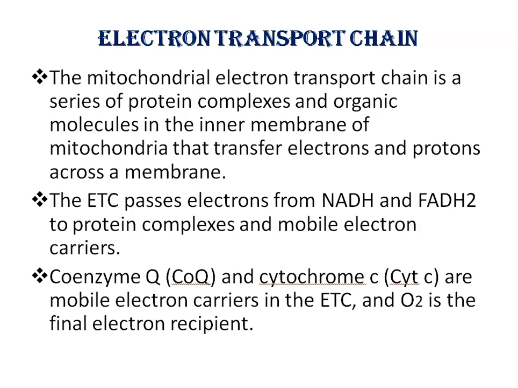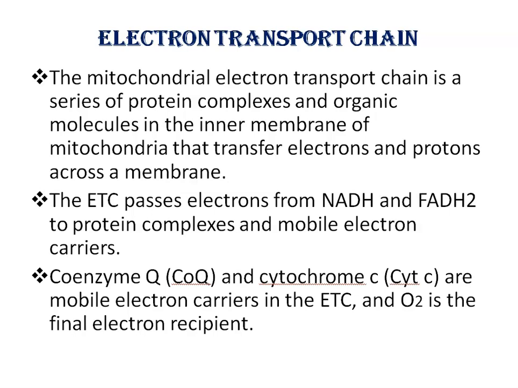Now, listen carefully. Aerobic cellular respiration is made up of three parts: glycolysis, the citric acid cycle, and oxidative phosphorylation. Oxidative phosphorylation has two parts: the electron transport chain and chemiosmosis. First is electron transport chain, ETC, and second is chemiosmosis.